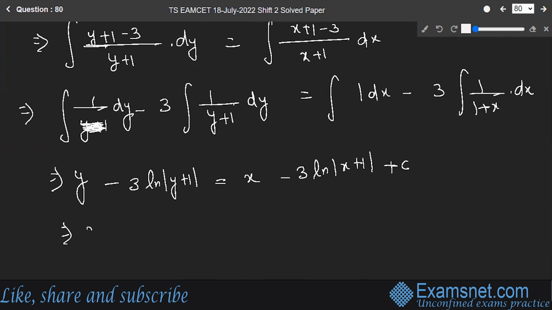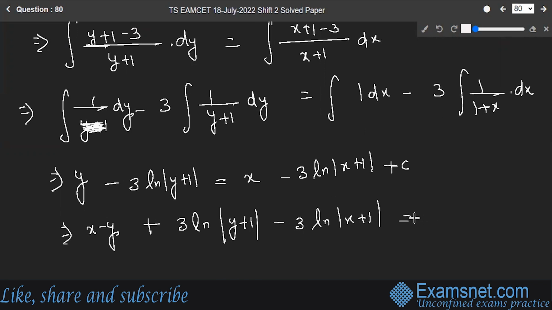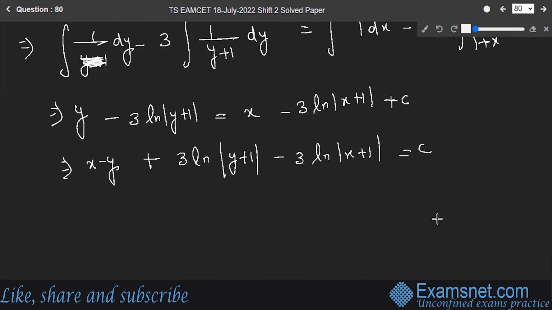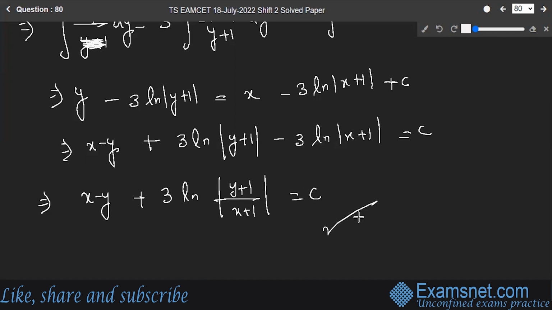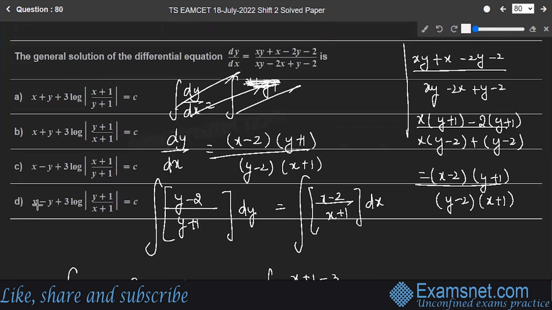So this is actually equal to x minus y plus 3 log (y plus 1) minus 3 log (x plus 1) plus c, or this is equal to c. So x minus y plus 3 log of (y plus 1) upon (x plus 1) is equal to c. This is the answer to the question. So we have option D as the correct answer.